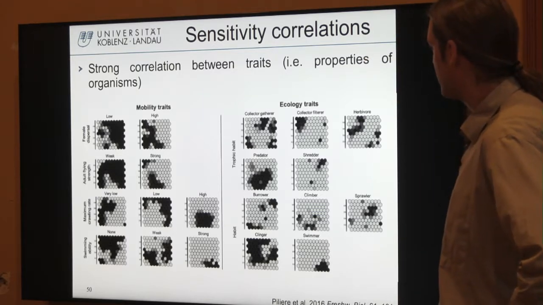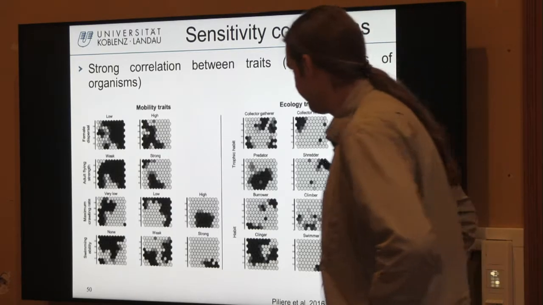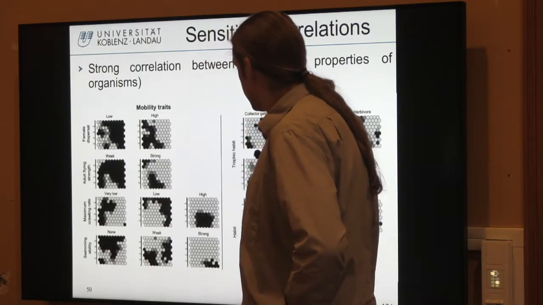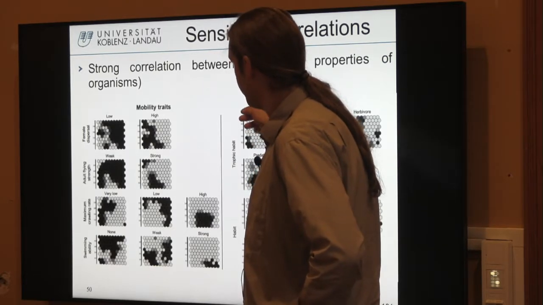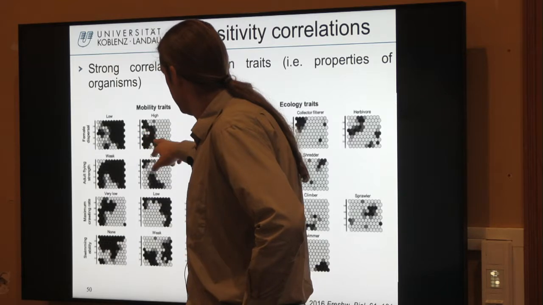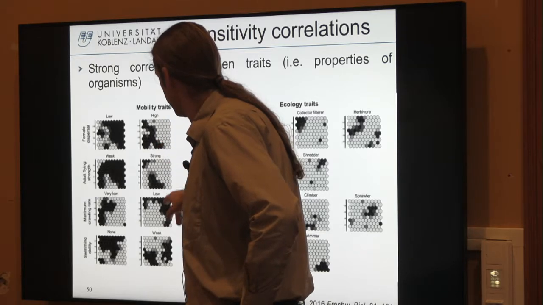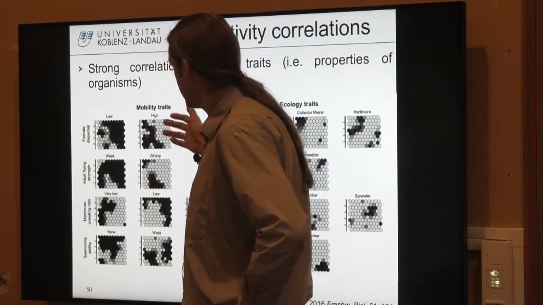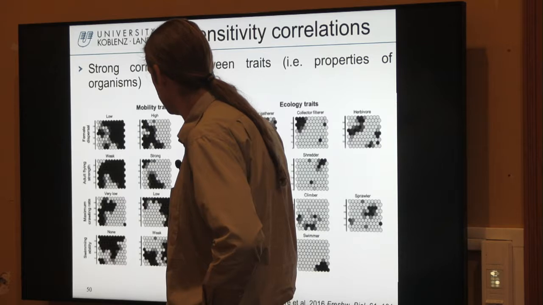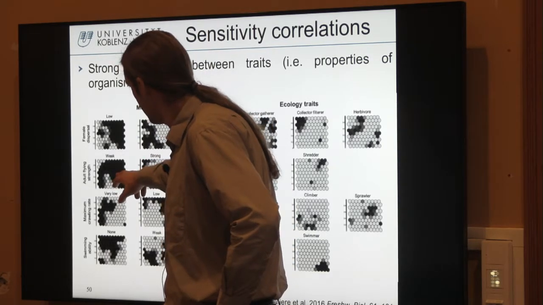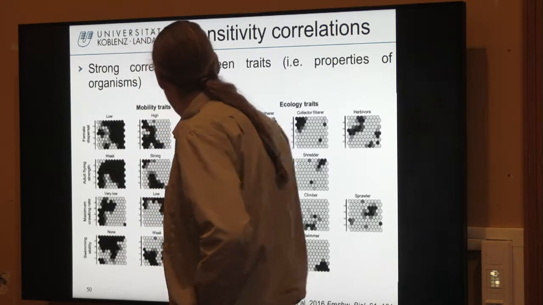We also have strong correlations between traits. So these traits are properties of organisms. And these maps are self-organizing maps. Whenever you see one of these fields having the same color, that means there is some correlation. And that's multivariate. I'm not going into technical details, but what you generally see here is that organisms that are strong flyers also have a low crawling rate.